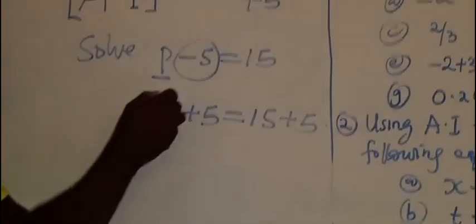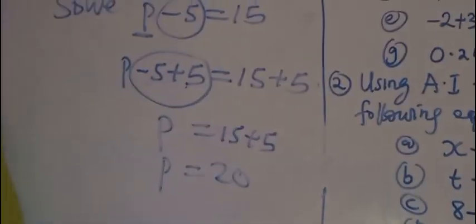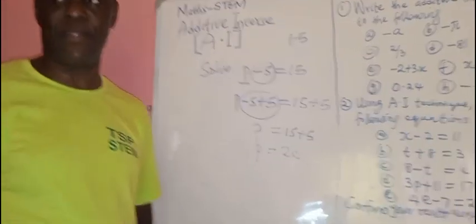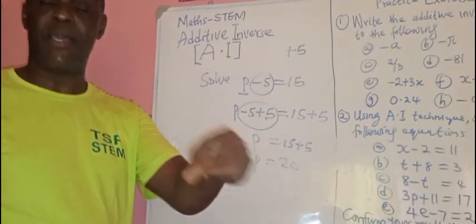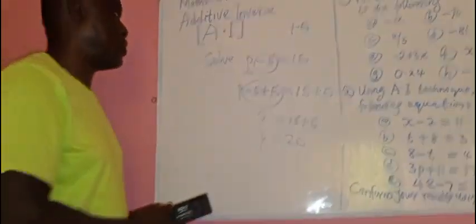Look, what is minus 5 plus 5? You know it is 0. Hello? Minus 5 plus 5 is what? So what we have left here is P equals 15 plus 5. And what is 15 plus 5? 20. Do you see that? You will use additive inverse to eliminate what we don't want. Is that clear? You use additive inverse to knock out what we don't want at a particular side of an equation.